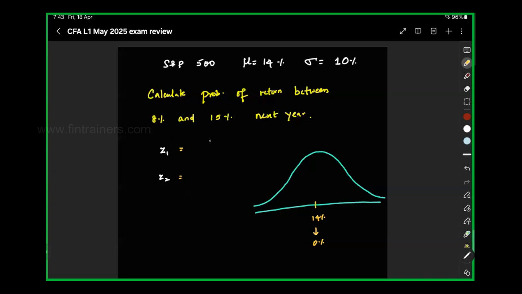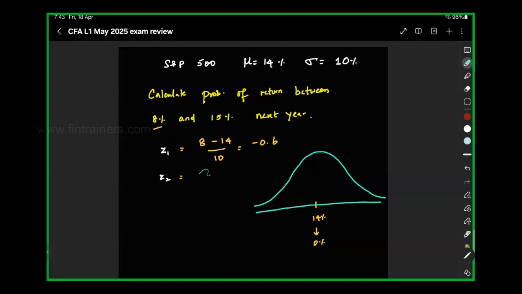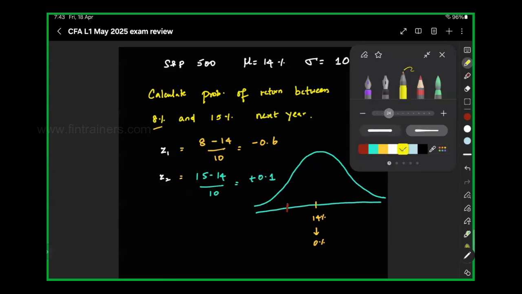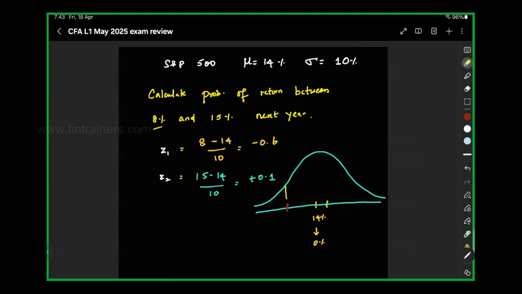So based on that, if you do the Z1, you get some value, and Z2, you will get some value. You should get Z1 as your 8%, 8 minus 14 divided by 10. So that will be negative 6 by 10, so negative 0.6. And your Z2, as most of you had computed, is 15 minus 14 by 10, which is positive 0.1. So what we are looking at is something like that, here. So this area is what we are looking to find.